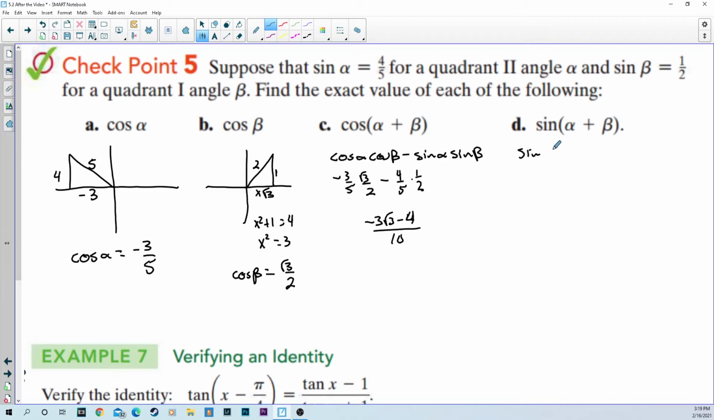Sine of alpha plus beta. So we have sine of alpha, cosine of beta. Sine is the same sign, so we have plus cosine of alpha and sine of beta. So sine of alpha is 4/5. Cosine of beta is square root of 3 over 2. Plus the cosine of alpha is -3/5. And the sine of beta is 1/2. We have 4 square root of 3 minus 3 over 10 for an answer.